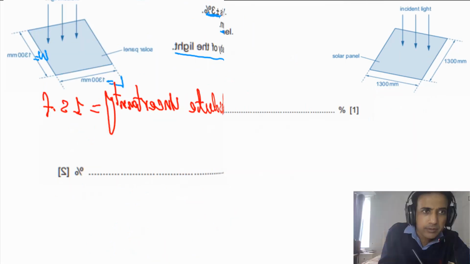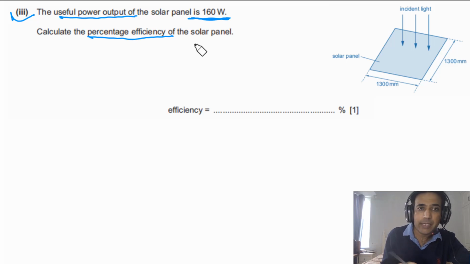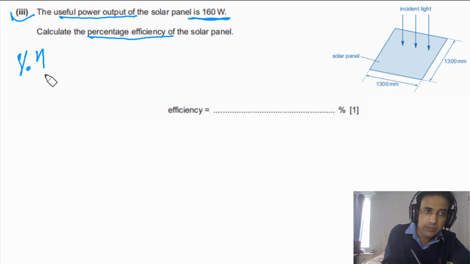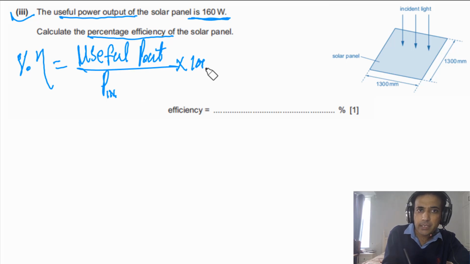Third part says the useful power output of the solar panel is 160 watts. Calculate the percentage efficiency of the solar panel. So we need to calculate the percentage efficiency. That is simply equal to useful P out, this is very important, useful P out divided by total P in multiplied by 100.